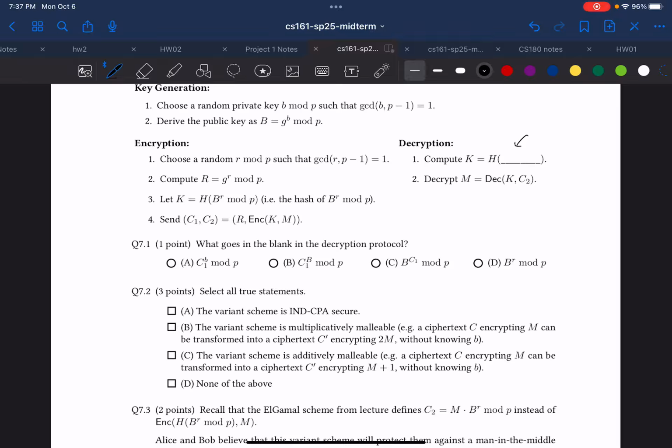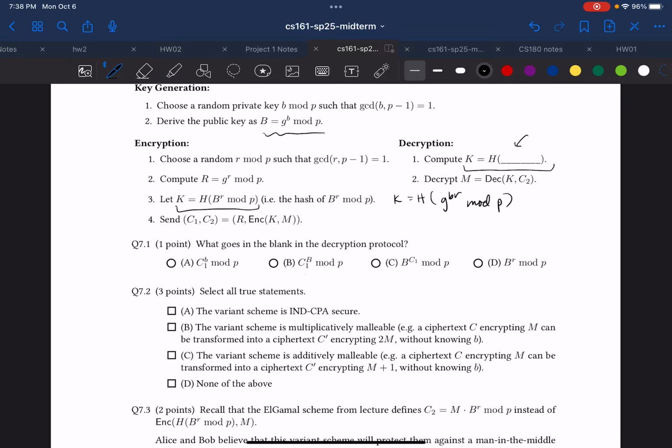And so our key for decryption should hopefully be the same key that we used for encryption, which is seen in step 3 of encryption. We can expand this out because we know that B equals G to the b mod P. So this is actually G^(br) mod P. And from here, given that this is multiple choice, you can honestly just guess and check for all of these.